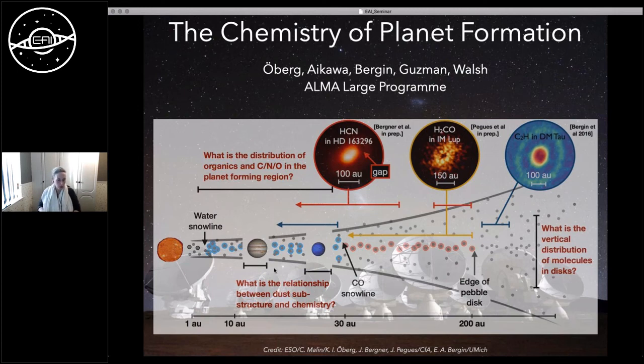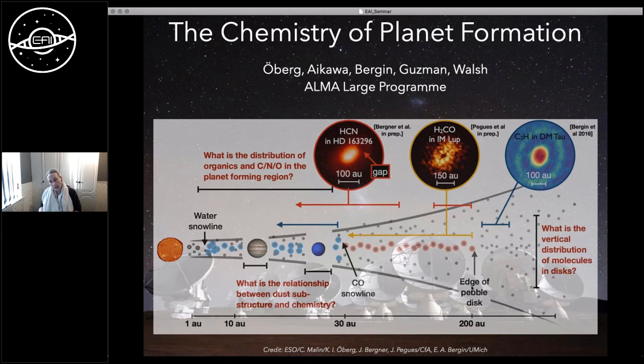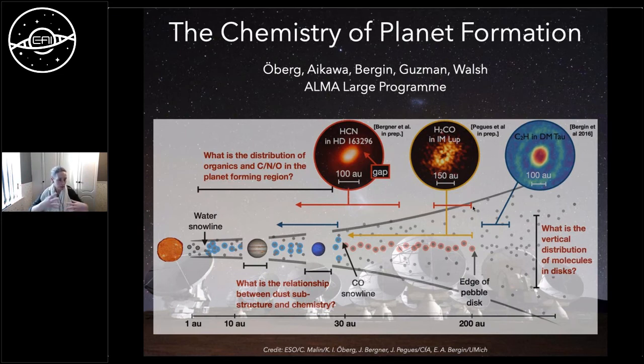We wanted to look at the relationship between these dust substructures that we very clearly see in the thermal emission and the chemistry, to try and get an understanding of how those two effects are coupled, or if they're coupled at all. We wanted to get a handle also on what's going on in this outer disk. So for example, I showed you C2H in DM Tau. We see a different chemistry happening beyond the pebble disk versus further in.